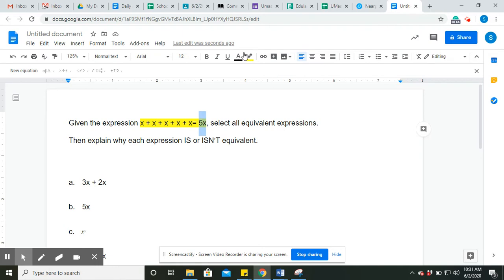So we're going to look for any expressions that give us a total of 5 groups of x. If I go down to expression A, I can see that 3x plus 2x would give me 5x. So this is a correct equivalent expression. For expression B, similarly, it already shows 5 groups of x. I have the coefficient 5. So this is also a correct expression.